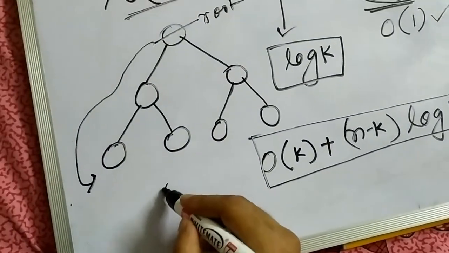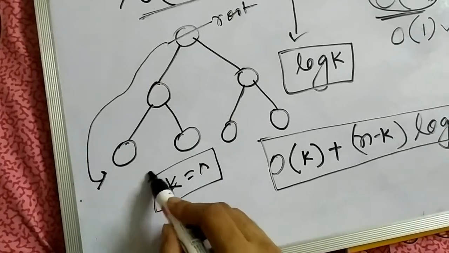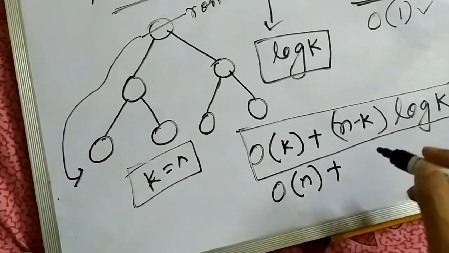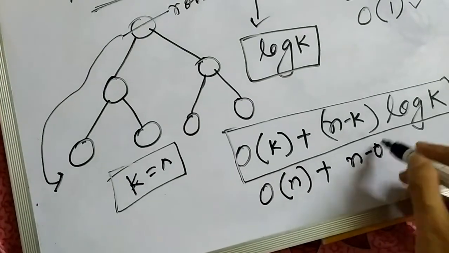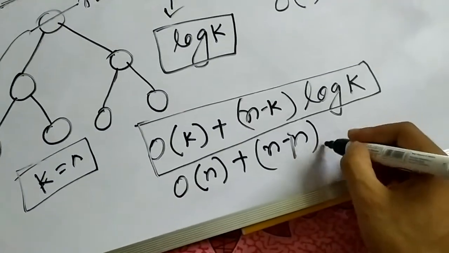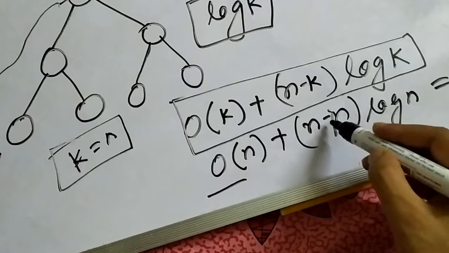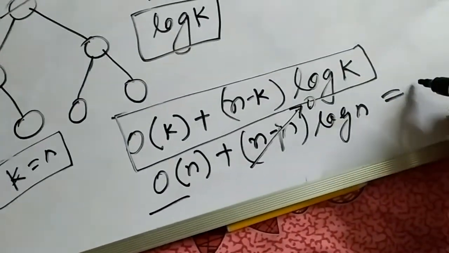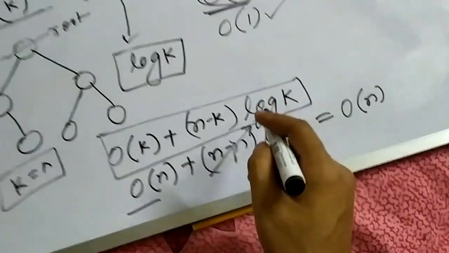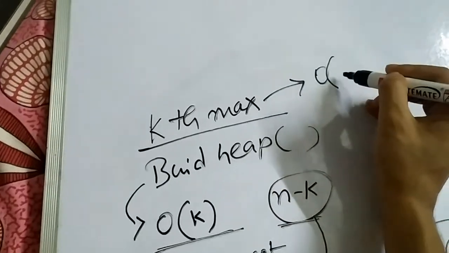So this will be our total complexity. For the worst case, if we consider k equal to n, then it will be order of n plus n minus n times log n. That means this term will be 0, so it will take order of n time. So to find the kth maximum we need order of n time.